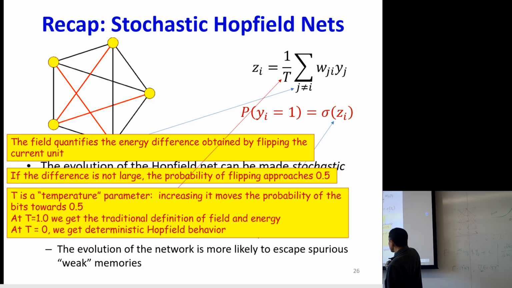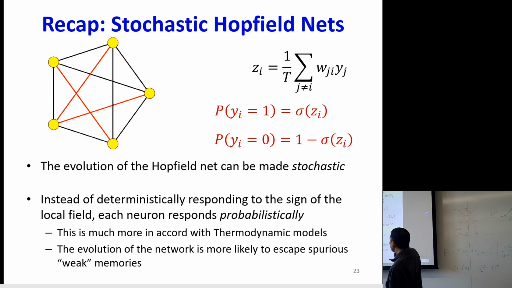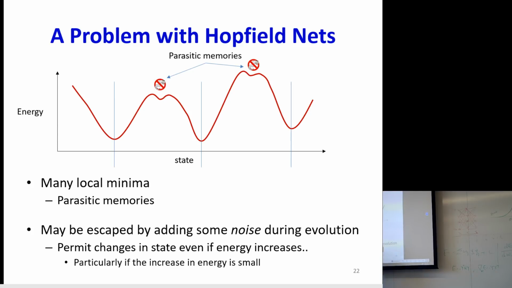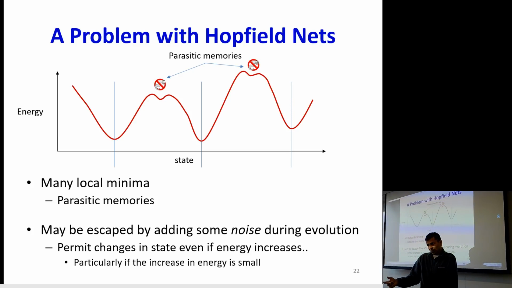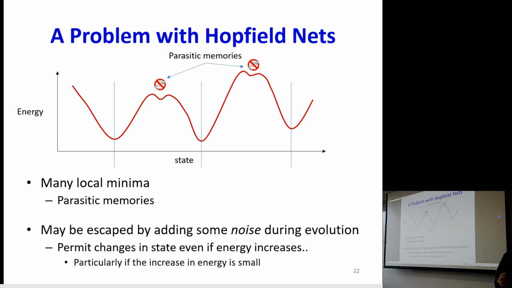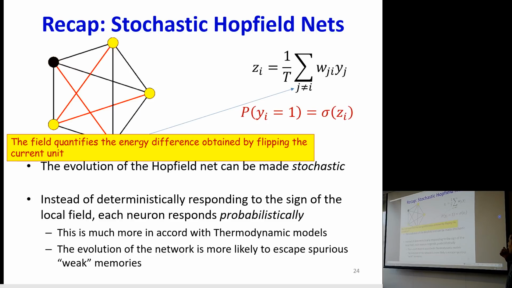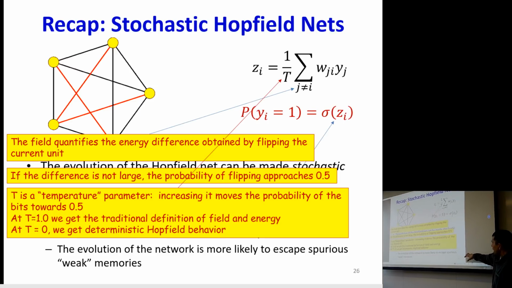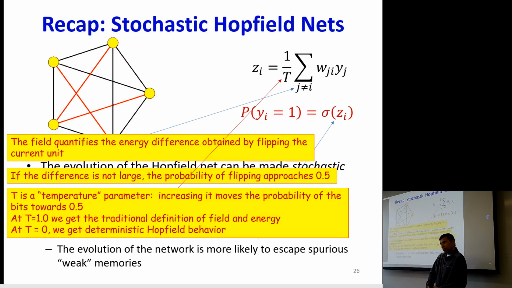So why would you need a T of this kind? If you go back to this figure, if the parasitic memory is a broad valley, or if the parasitic memory is deep, then having a large T allows you to escape it, right? So T actually gives you a control which lets you escape unpleasant memories. As a result, the evolution of the network is more likely to escape spurious memories. So increasing T gives you a greater probability of escaping bad memories.